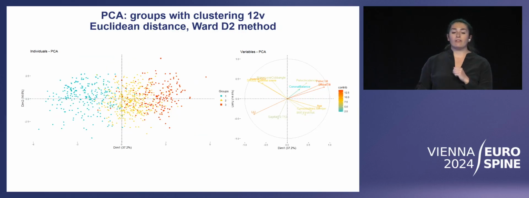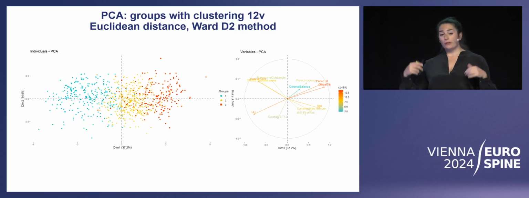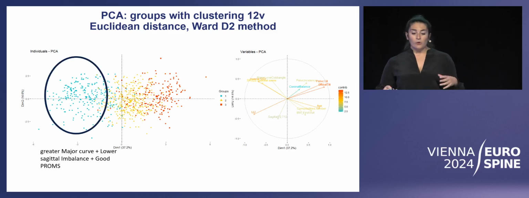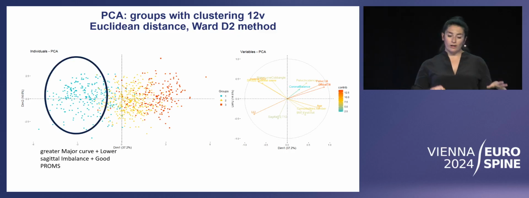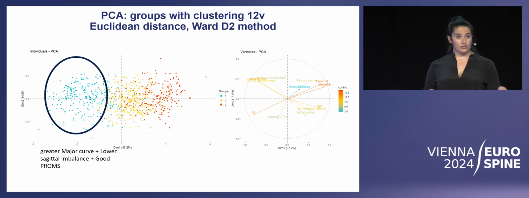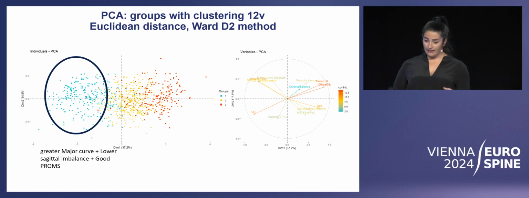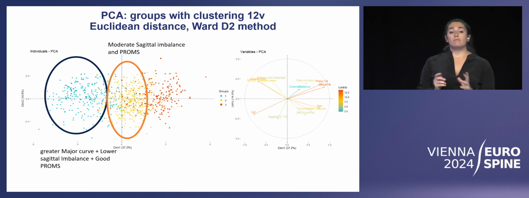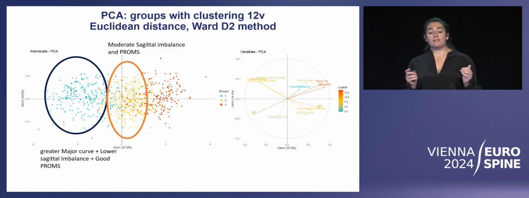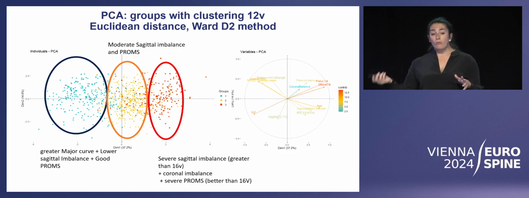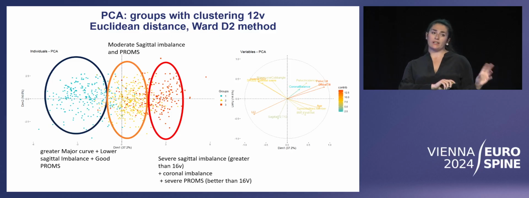And now, if we have a look at the other method with 12 variables and more reliant on radiographic data, we see that, again, we have one patient cluster with no disability and coronal malalignment. Second cluster, moderate sagittal imbalance and moderate disability. And a third with more severe disability with coronal and sagittal malalignment, which were all more severe if we compare the data with those from the previous clustering method.